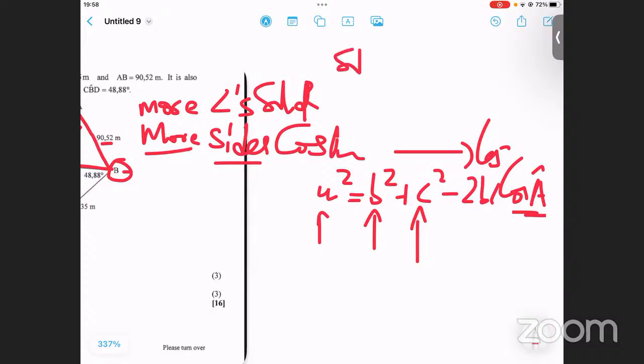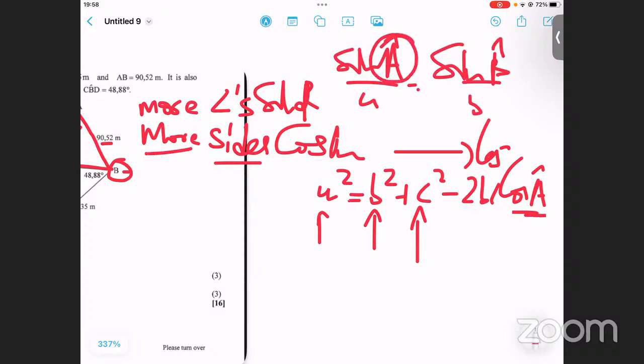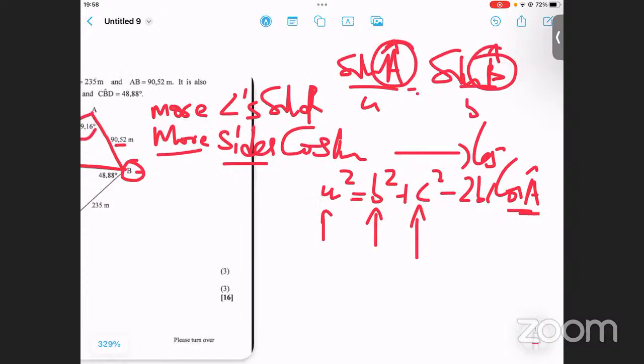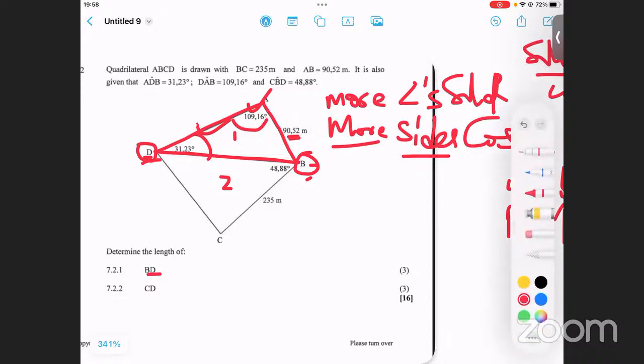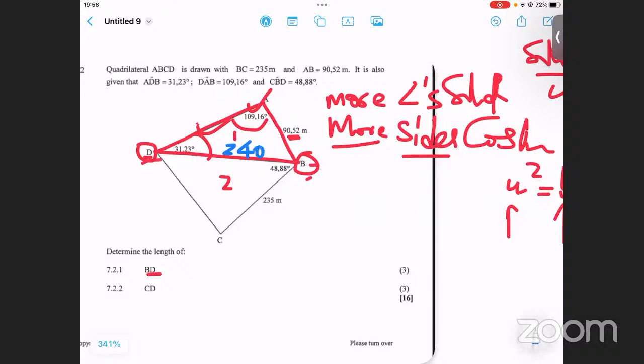But when you look at this one, you've got, let's say, sine of angle A over a, sine of angle B over b. So you've got an angle that you must substitute, an angle there, one side, and then you can find the other side. I hope you guys get my point on that one. So let's say you calculate and get it correctly. Maybe let us say it is 240 meters as an example.